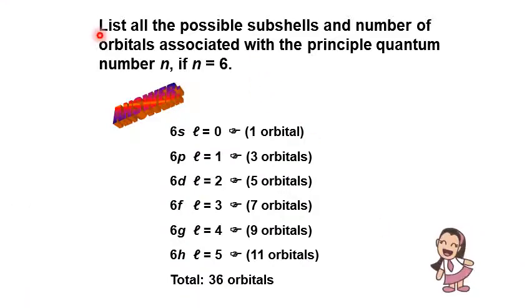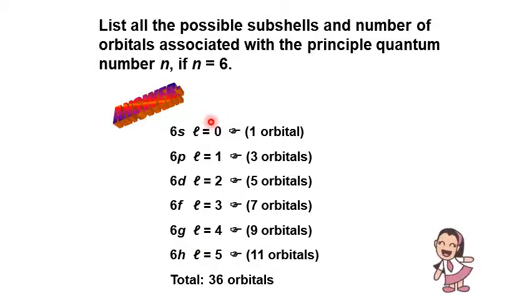Next question. List all possible subshells and the number of orbitals associated with the principal quantum number n equals 6. So n minus 1 equals 5, meaning the possible values for l are 5, 4, 3, 2, 1, 0. When l equals 0 it is the 6s subshell, l equals 1, 6p subshell, 2, 6d, 3, 6f, 4, 6g, and then 5, 6h.